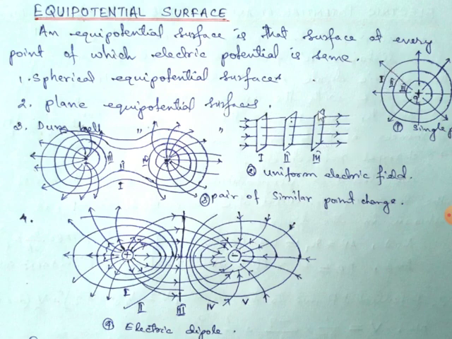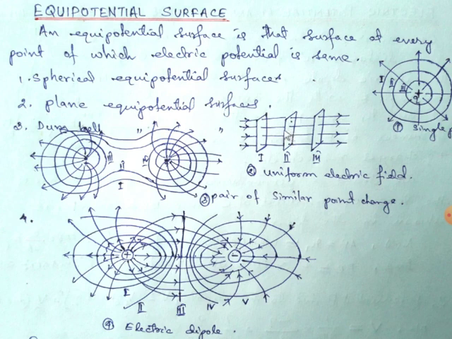Here you can also see that these are the plane equipotential surfaces. There are 3 equipotential surfaces. Potential here and potential here will all be different, but potential on this same surface will remain the same, as I told you, right? And electric field E, this is the direction of electric field E. And this is the equipotential surface. So equipotential surface and electric field E are always perpendicular to each other.